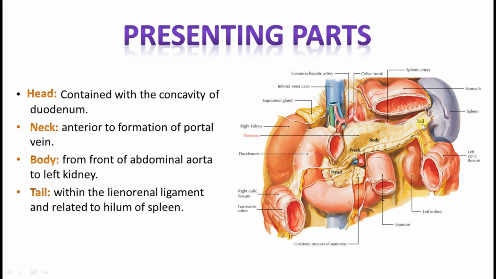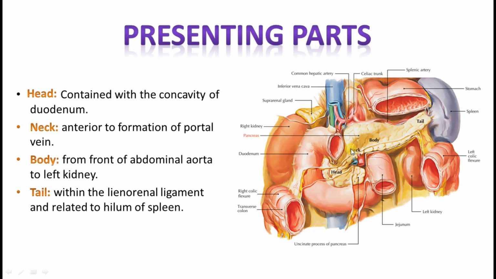The tail is that part which is present between the 2 layers of the lienorenal ligament and very closely related to the hilum of the spleen. So that is the demarcation between the various pancreatic parts. Now, the junction between the head and neck in front can be demarcated by the gastroduodenal artery. You can see the gastroduodenal artery lodging in a groove in the front, that is between the head and neck.